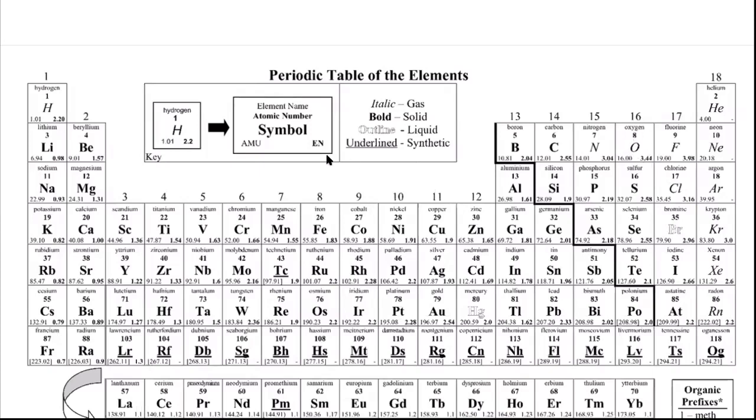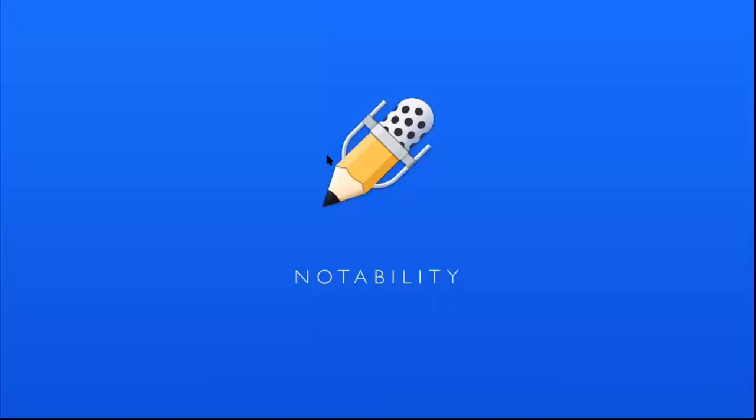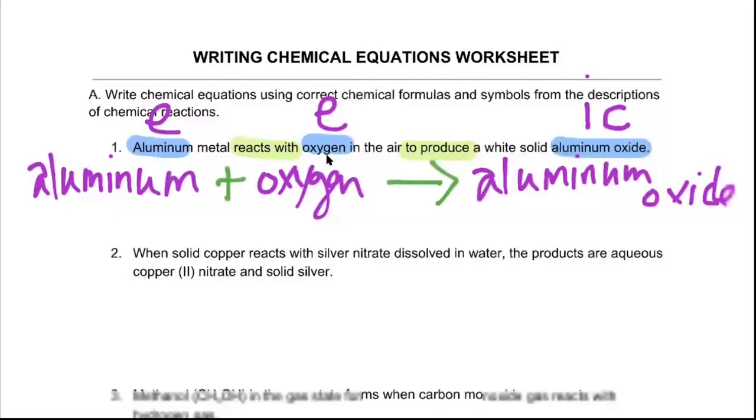Here's the catch. Okay, I'm going to switch back to the worksheet. Aluminum is Al, correct? Al plus. Now I'm writing the formula equation spaced out so that it lines up with the name, the word equation. You don't have to do that. The formula equation, you can write it close to each other. That doesn't have to be spread out.